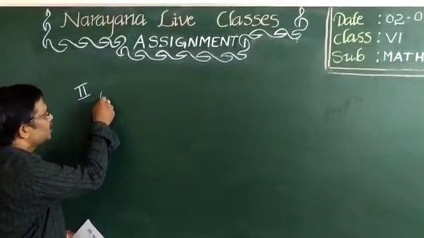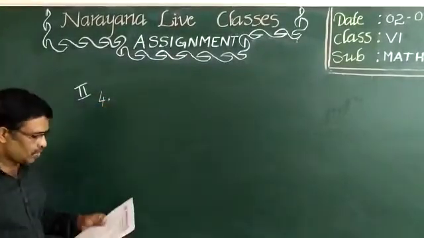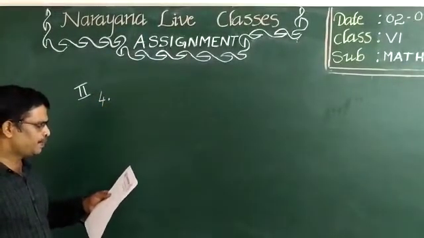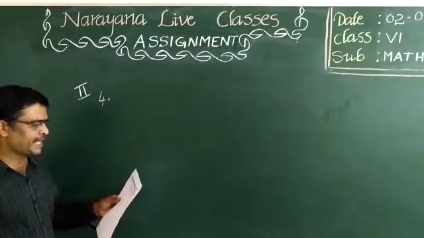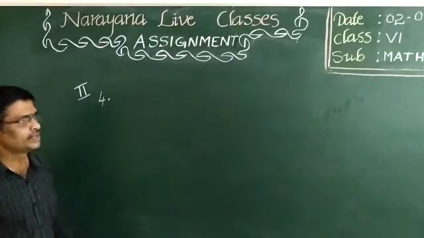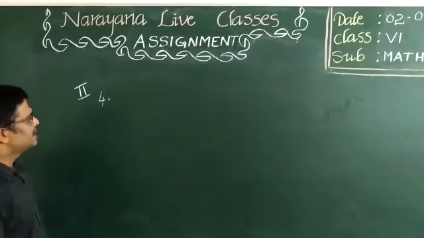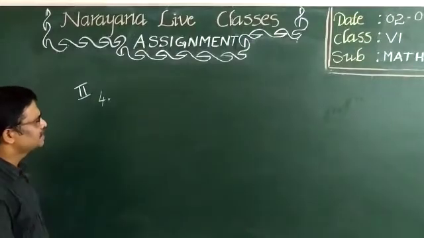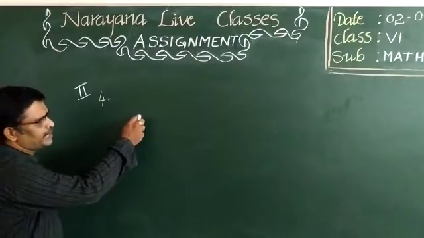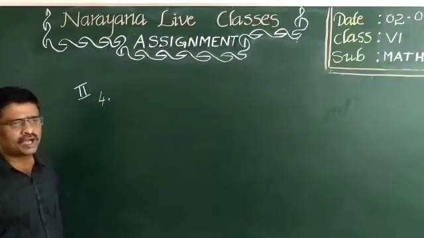In second Roman, fourth question, what they have given? Write 4 pairs of twin primes. Are all twin primes relatively prime or not? They are asking. Already we discussed about the relatively prime. What is the relatively prime? The relatively prime numbers are the primes which differ by 2 from each other. Then we are calling it as relatively prime.